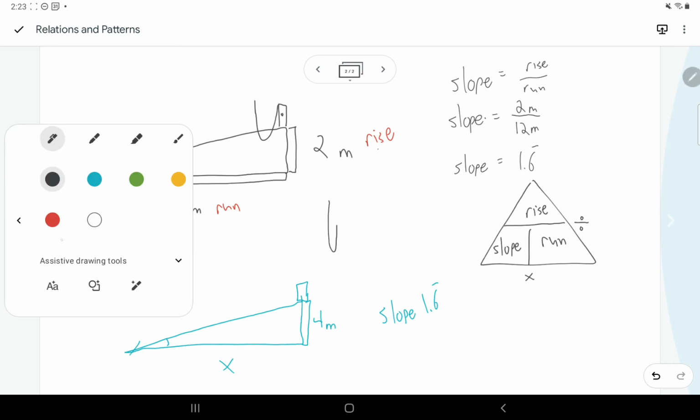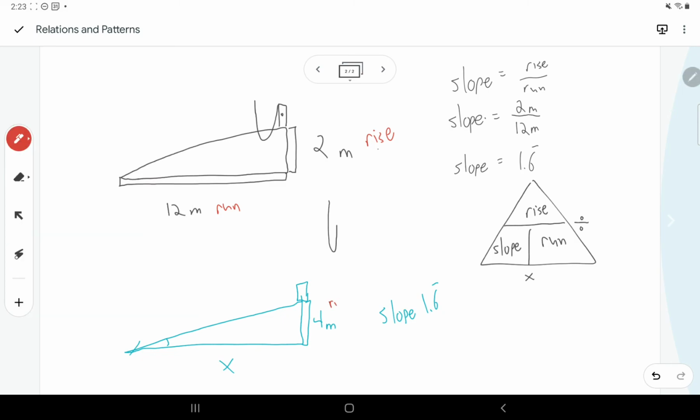So in this case, we've got the rise, we've got the slope, we're looking for the run. So we cover up the run, just cover it up here. Normally I just do this with my thumb, but you can't see that on a screen recording. So you cover up the run, and you're left with rise and slope, with the horizontal line between them. And since the horizontal line means divide, we know that the run, the thing we're looking for, must equal the rise divided by the slope.